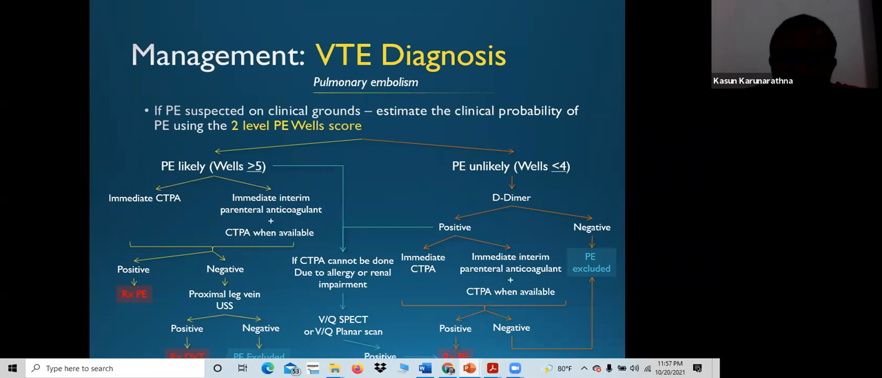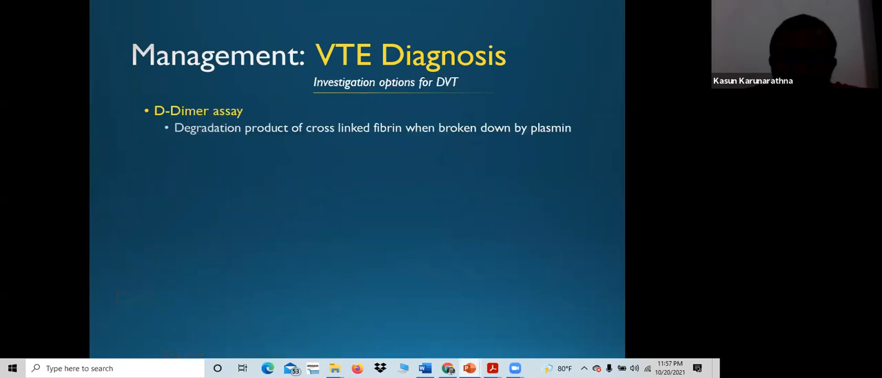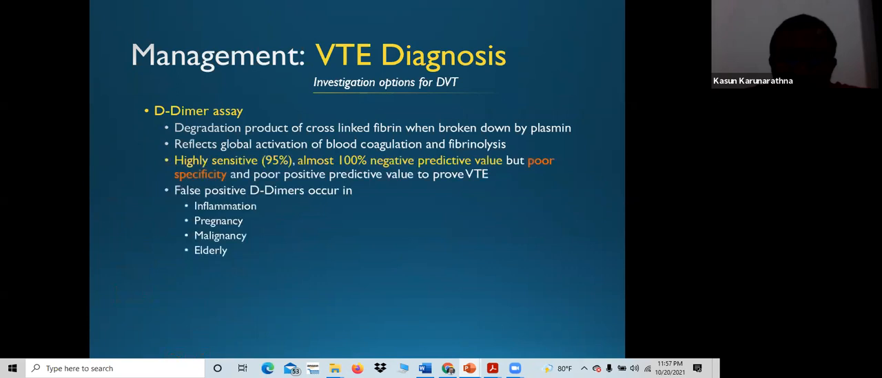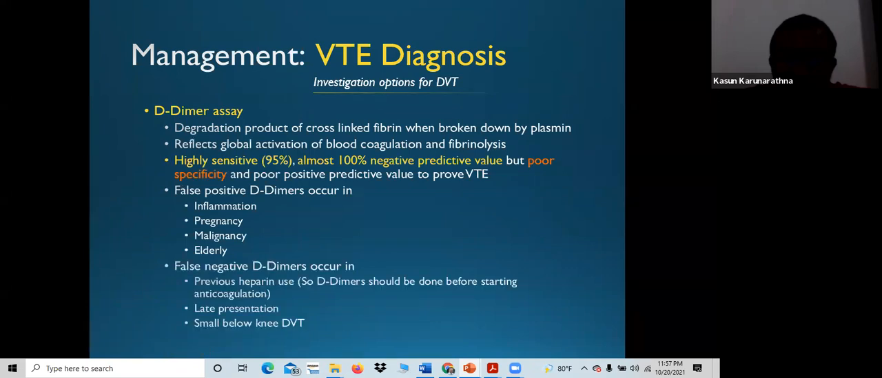D-dimer is the degradation product of cross-linked fibrin when broken down in plasma. It reflects global activation of blood coagulation and fibrinolysis: inflammation, pregnancy, malignancy, and the elderly. There are false negative rates in previous heparin use. Rate of presentation is small below in DVT.